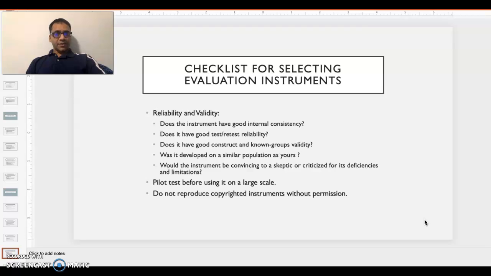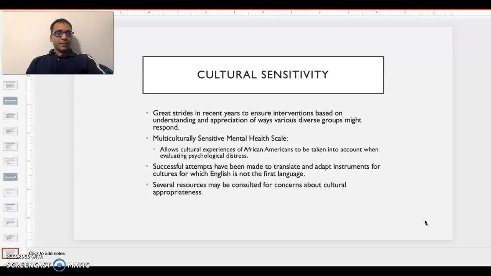Many times the instrument itself is tested, and that's how those scales or instruments are made. However, when you are applying those same instruments or scales or surveys to your own population and situation, we need to check for reliability and validity by answering some of these questions. Cultural sensitivity is extremely important. There have been great strides in recent years to ensure interventions are based on understanding and appreciation of the ways various diverse groups might respond.